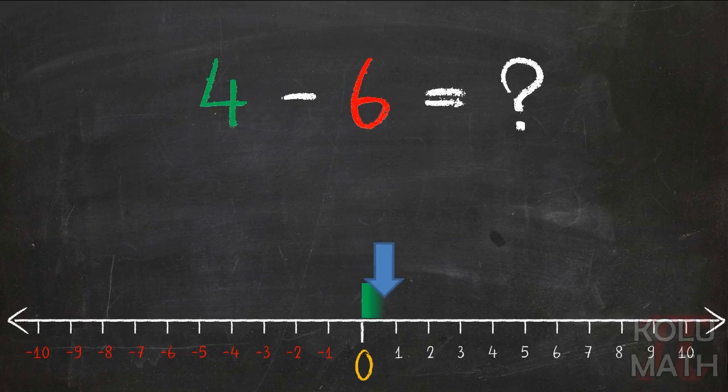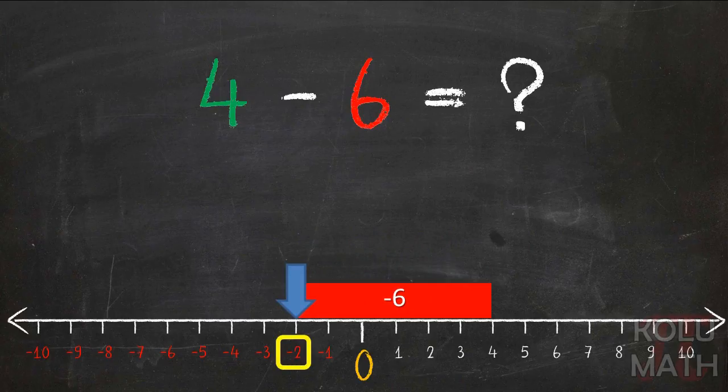So we've got 4. 1, 2, 3, 4. And we're going to take away 6. 1, 2, 3, 4, 5, 6. And we can see the answer right there. -2. We don't even need to know anything about negative numbers, and we just calculated a -2 using the number line.